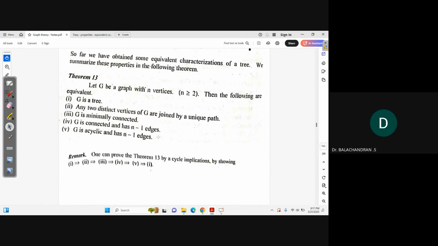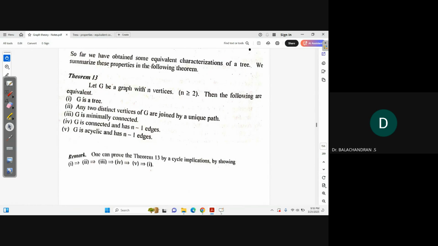Good, in this lecture, we will discuss the next properties of trees. These are some of the equivalent conditions. Let G be a graph with n vertices. Then the following are equivalent.